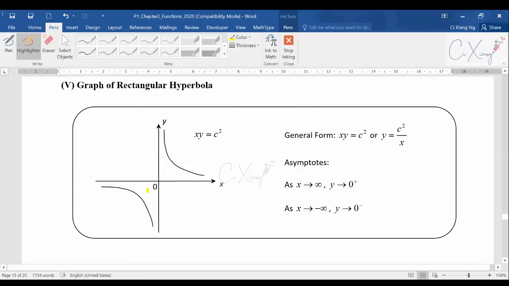After that, the graph of the rectangular hyperbola, when you have a reciprocal function. Generally you have a graph like this, and we call it a rectangular hyperbola. In our syllabus, the general form is y equals c squared over x. But usually when I teach, I just tell students to use 1 over x. The shape is exactly the same. And you should know that we have asymptotes for the rectangular hyperbola or reciprocal function.